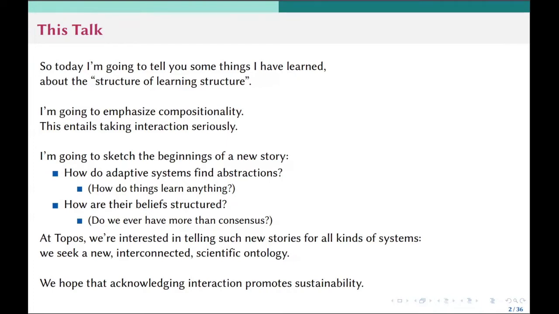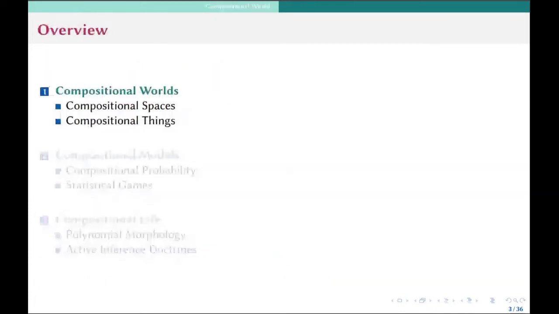At Topos, we're interested in telling such kinds of stories for all kinds of systems, interconnected systems particularly. And so we seek a new interconnected scientific ontology. And I'm sure that that's going to be really important in human flourishing and things like AI alignment. I'm with Valeria on this. I think we need to seek AI alignment for the artificial intelligences that we already have, things like corporations and social systems, and we should be concentrating on those right now. And I think I and the rest of the Topos Institute hope that acknowledging interaction should promote sustainability of human society on Earth.